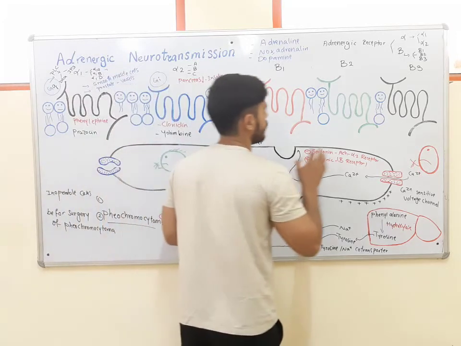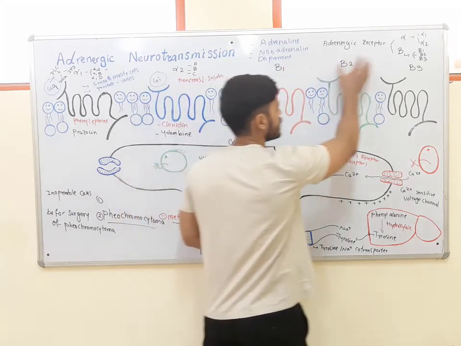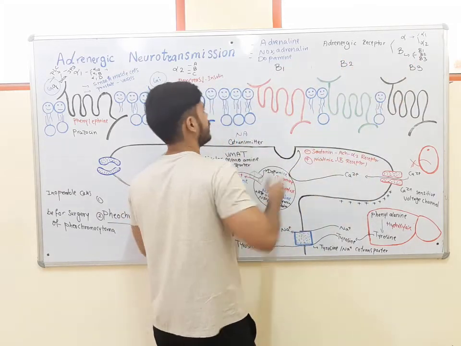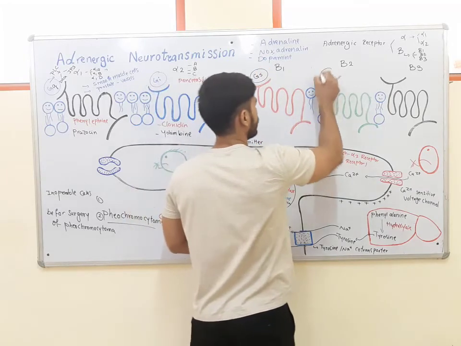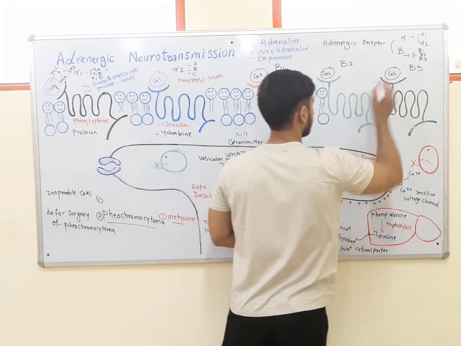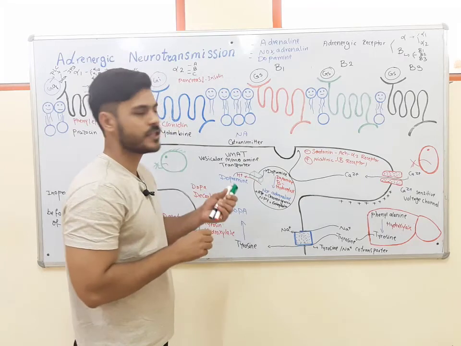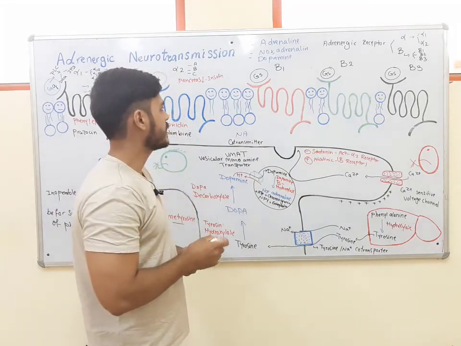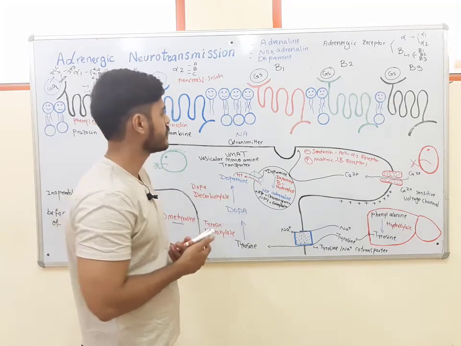About beta receptors, we have three subtypes of beta receptor: beta 1, beta 2, and beta 3. All these three subtypes are coupled with GS protein. And when noradrenaline binds to these three subtypes, it can activate the GS. By activation of GS, we can see increase in the cyclic AMP inside the cells. Also, they can open the calcium channel and they can block the potassium channel.